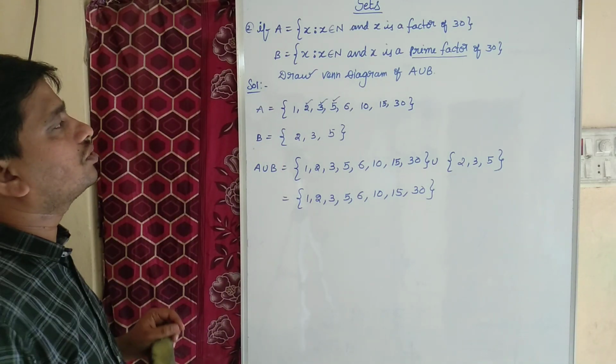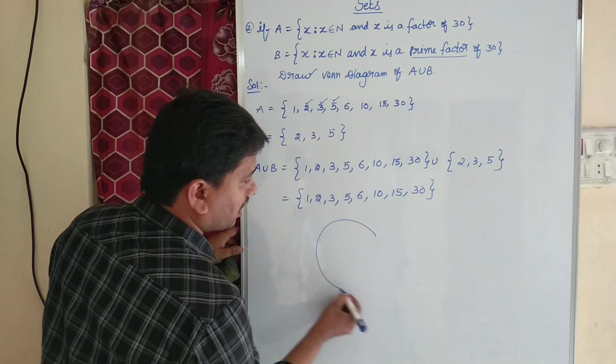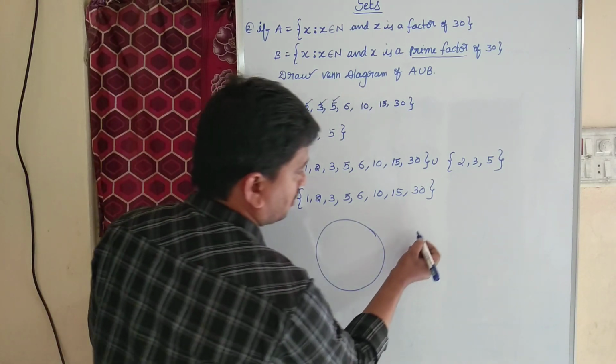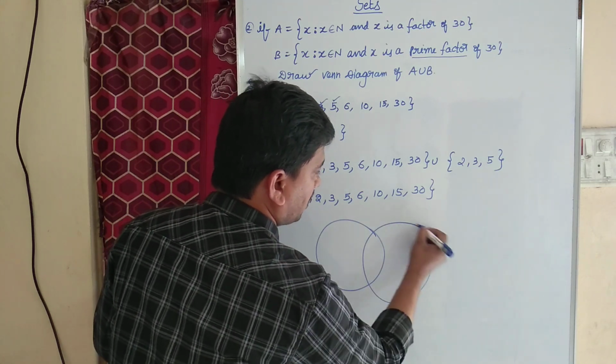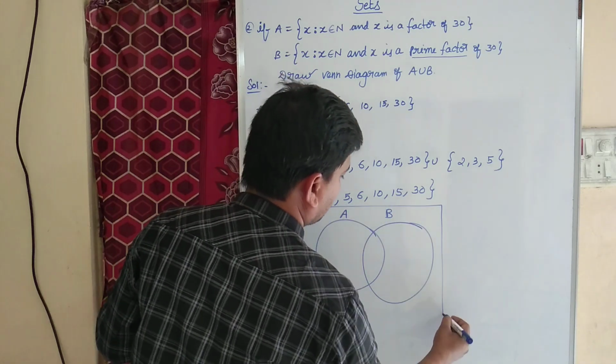But they are asking to draw the Venn diagram of A union B. Okay? So this is our A and this is our B. Set A, set B.